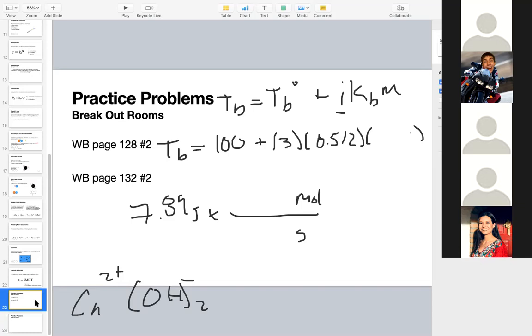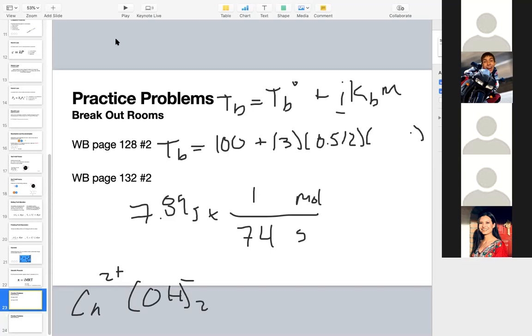So let's see. Oxygen, 16, 32, 34, 34 plus 40, 74. So 74 grams will give us 1 mole. Let me just double check that. 74.09. In this case, I'm just going to use 74, but yeah, 74.09 would also be good.